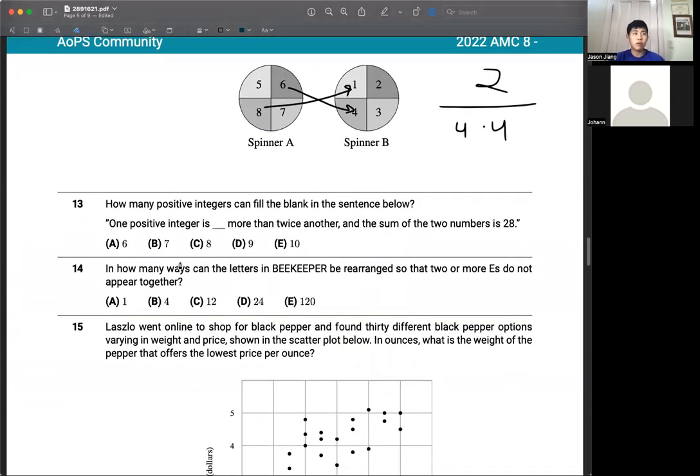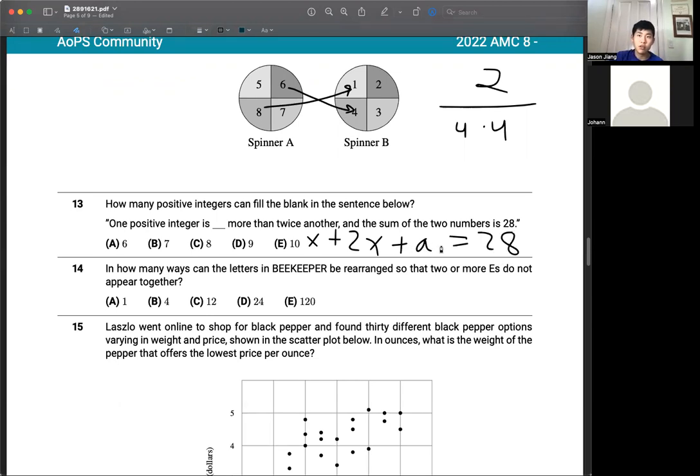Okay. Problem 13. How many positive integers can fill in the blank in the space below? One positive integer is blank more than twice another, and the sum of the two numbers is 28. So if we let the first number be equal to x, then the second number that we add would be equal to 2x plus the blank, which we can call a. And that's equal to 28.